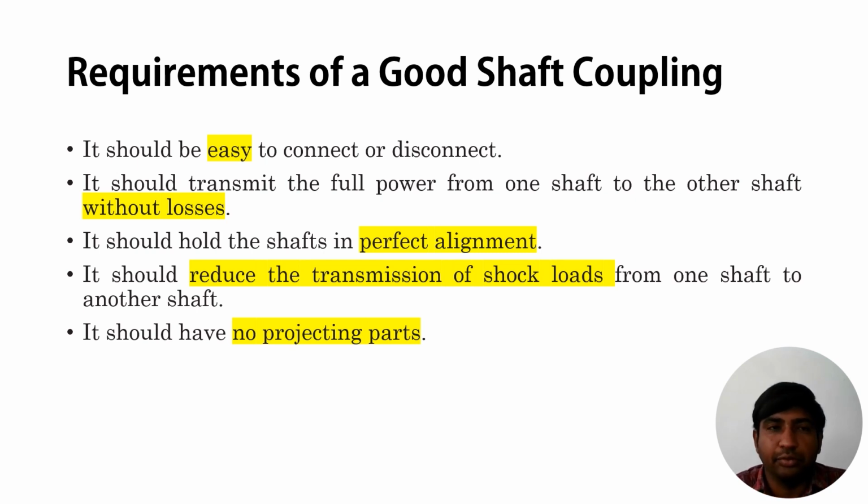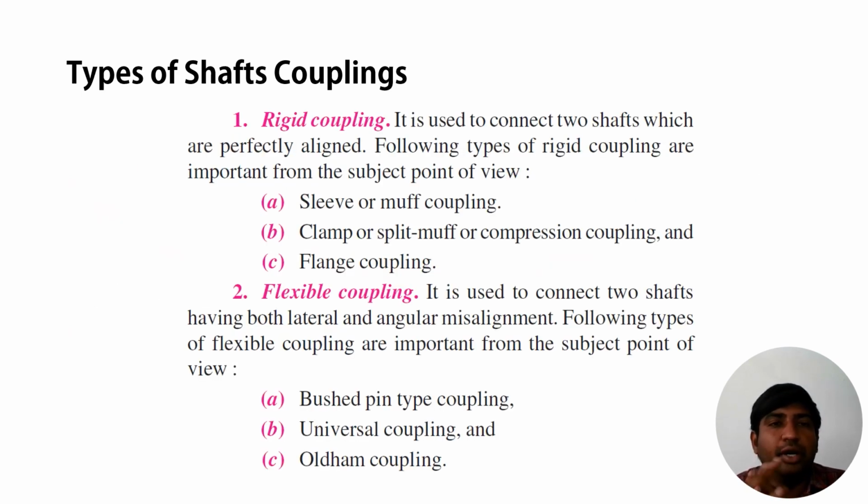So let's move on to the types of couplings. We have two major types of couplings. One is rigid coupling and another one is flexible coupling. So what is a rigid coupling? Rigid coupling is used to connect two shafts with perfect alignment. So this is the rigid coupling. As its name implies, the reason for rigid is that the shafts are permanently joined.